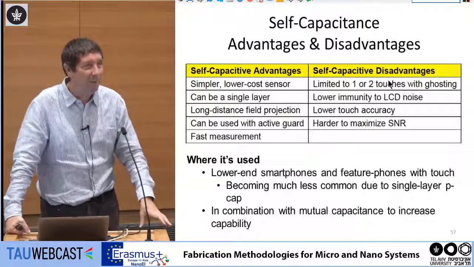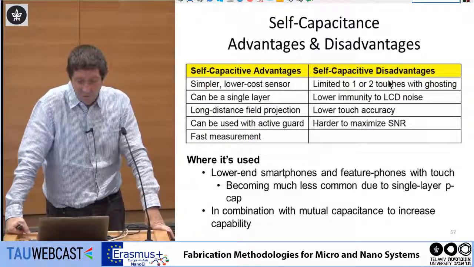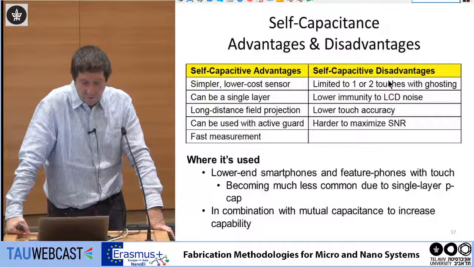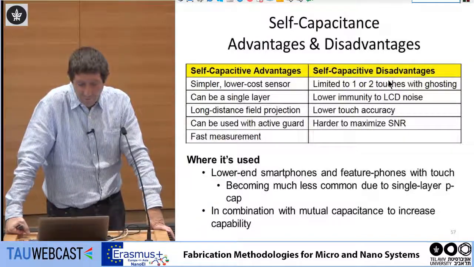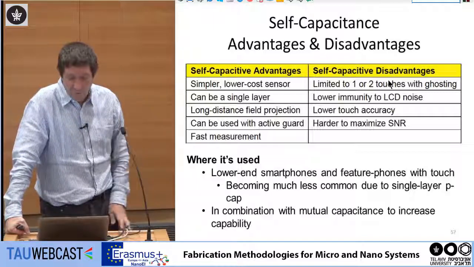This is typically used in lower-end smartphones and feature phones with touch. And it's becoming less and less common today. It was more popular in combination with mutual capacitance.